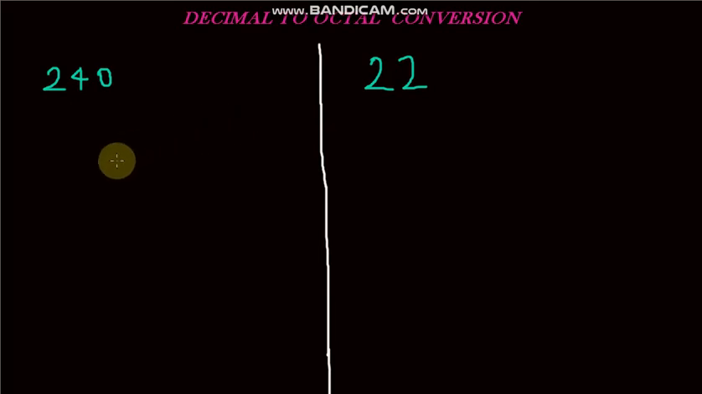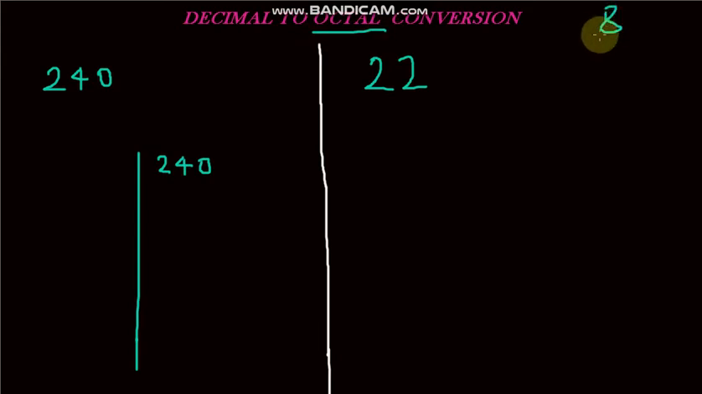What was the first step we did for decimal to binary? Yes, first we draw a straight line like this and write down the given number, 240, on the right hand side of the line. Now in binary we divided 240 by 2 continuously, but in octal we all know that the base is 8. So we have to divide this number 240 by 8.